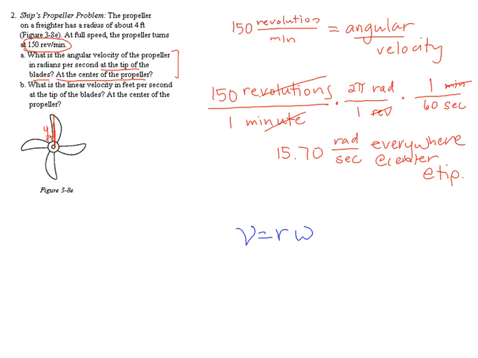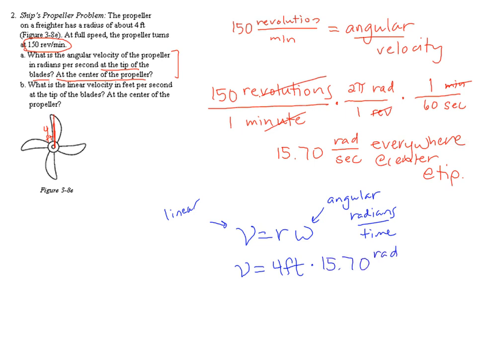So nu equals r omega is the thing that relates the linear velocity to the angular velocity. And remember, the angular velocity always has to be in radians per time. Good news, we have an angular velocity in radians per time, so we can just use that one. So I get the linear velocity is equal to the radius, which in this case is 4 feet, times the angular velocity, which is 15.70 radians per second. Now you notice that I have my units in the middle of this problem. I would totally recommend that you do that because that way it's going to keep you honest about whether or not you're doing the problem in the way that you're supposed to.